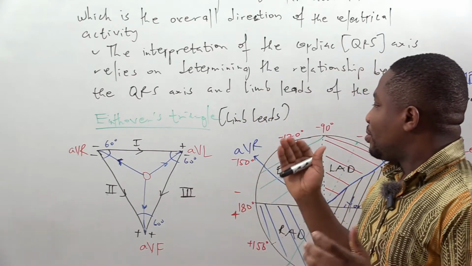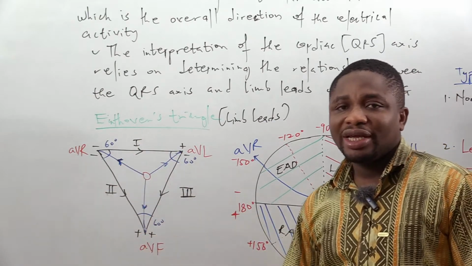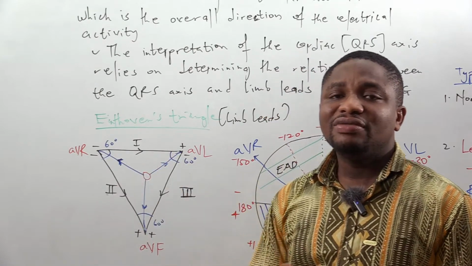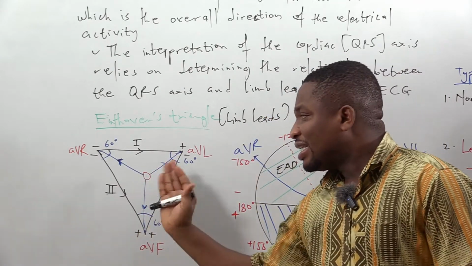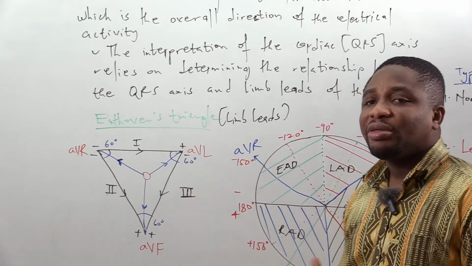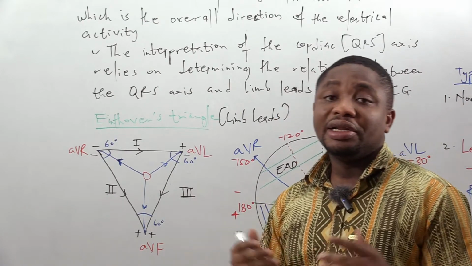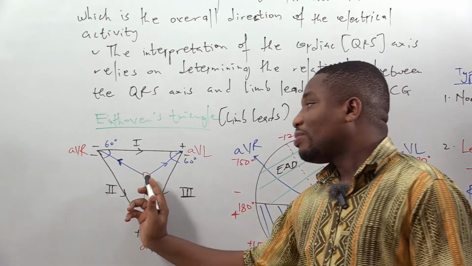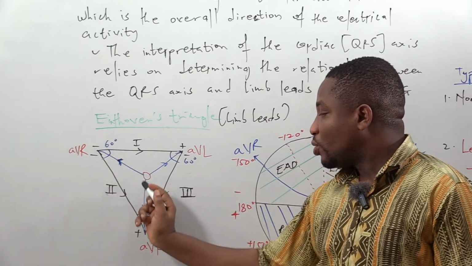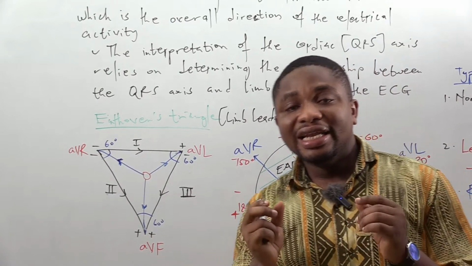Now, this gives us leads 1, 2, and 3. And we know that leads 1, 2, and 3 are bipolar leads because they are moving from a negative to a positive charge. We have 6 limb leads, and we've talked about 3 already. The remaining 3 are the augmented voltage leads: augmented voltage left, augmented voltage right, and augmented voltage foot. So we have 6 limb leads.